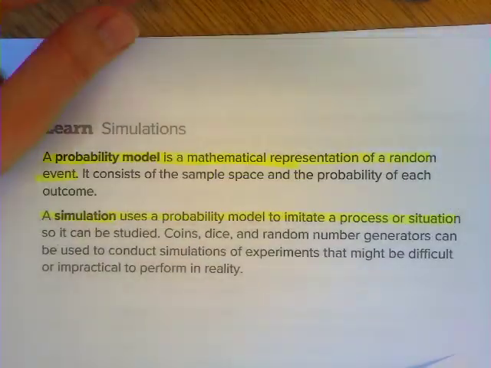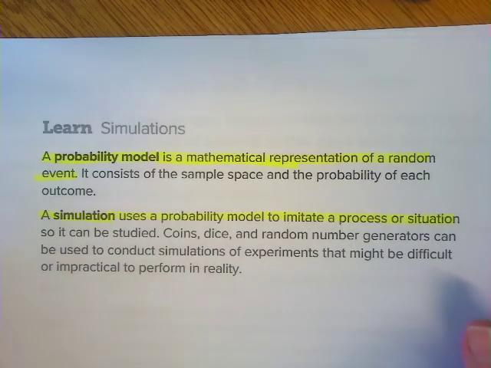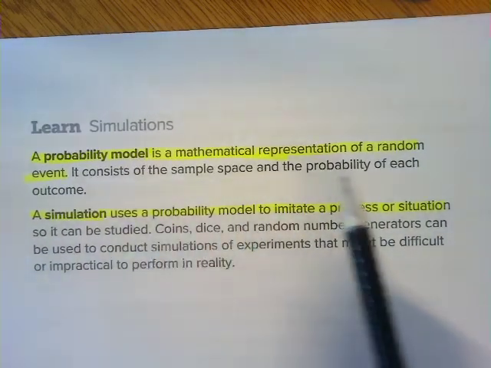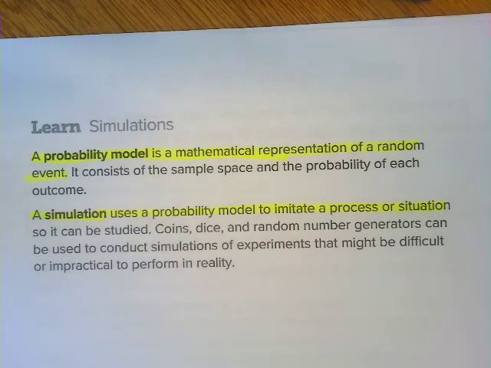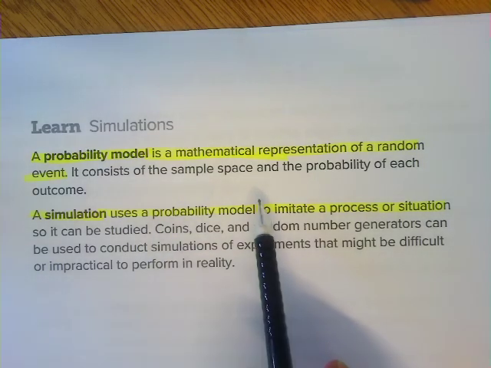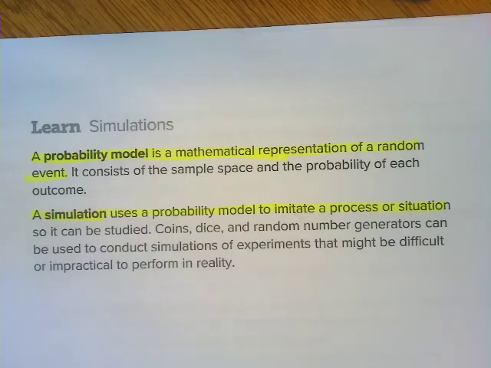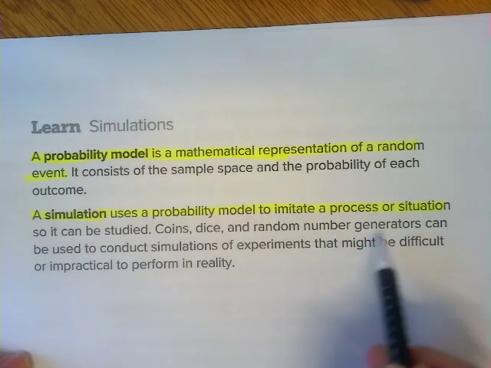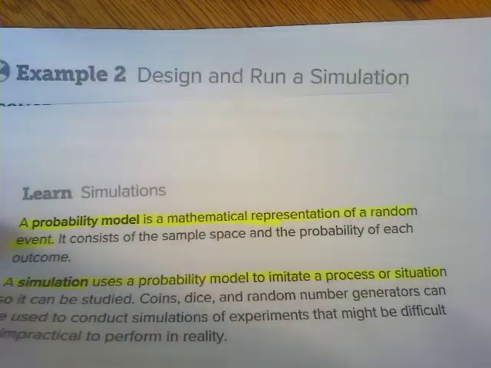All right. So you can run some simulations in order to figure out a probability. A probability model is just a mathematical representation of a random event. It consists of the sample size and the probability of each outcome. A simulation uses a probability model to imitate a process or situation so it can be studied. Coins, dice, random number generators, those can be used to conduct your simulations. And we will use the number generator on your calculator.